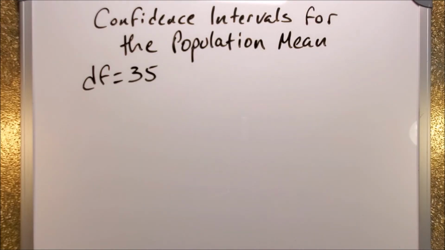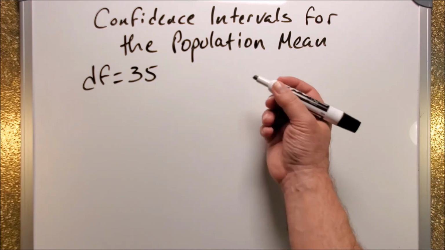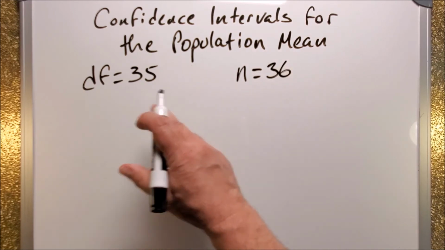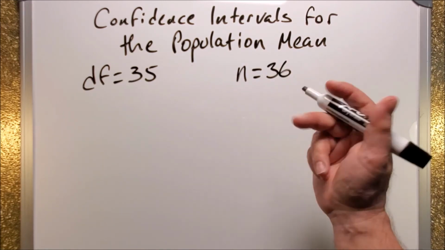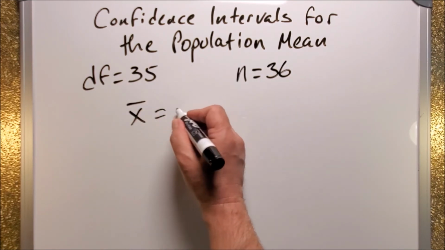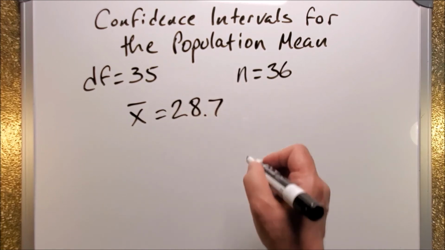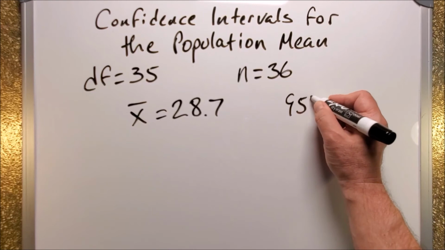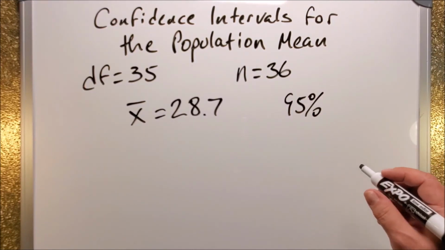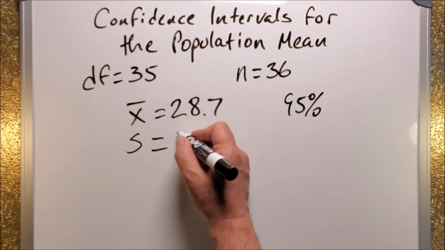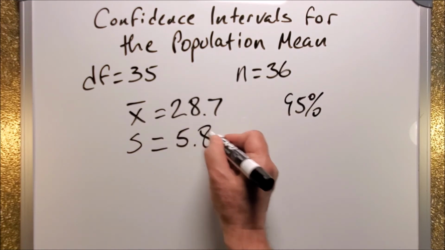So let's imagine that we're doing another sample, and we're going for the sample mean. Let's say our sample size is again 36, like it just was, so our degrees of freedom are again 35. We get a sample mean of 28.7, and we want 95% confidence. And our sample has a standard deviation of 5.8.